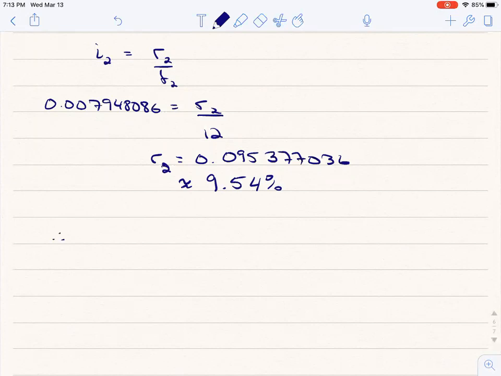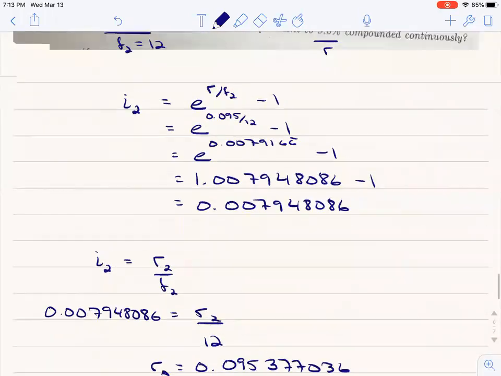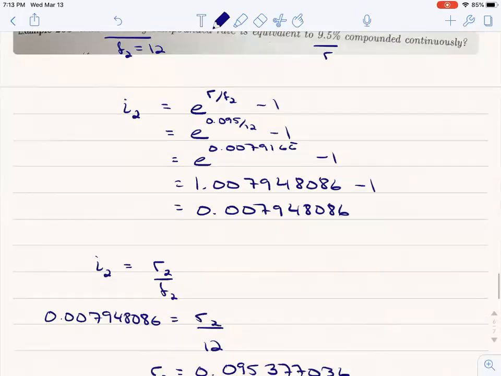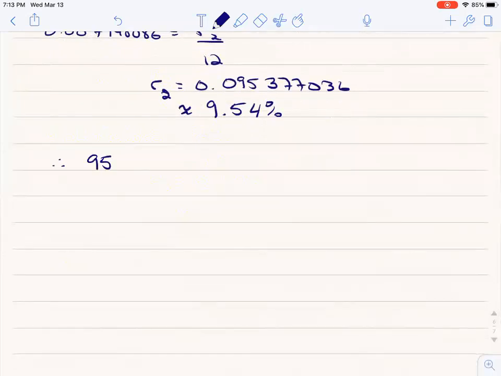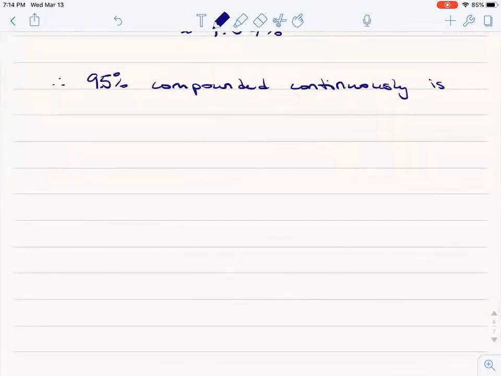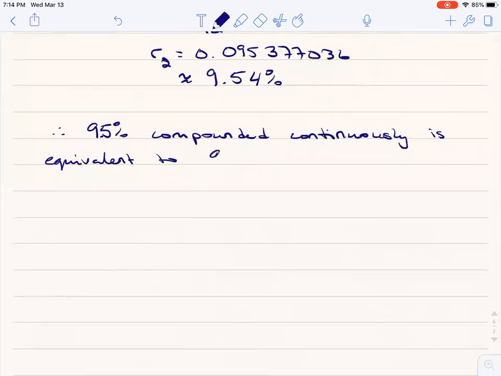So therefore, what did we say? 9.5% compounded continuously is equivalent to 9.54% compounded monthly. Good. Questions?